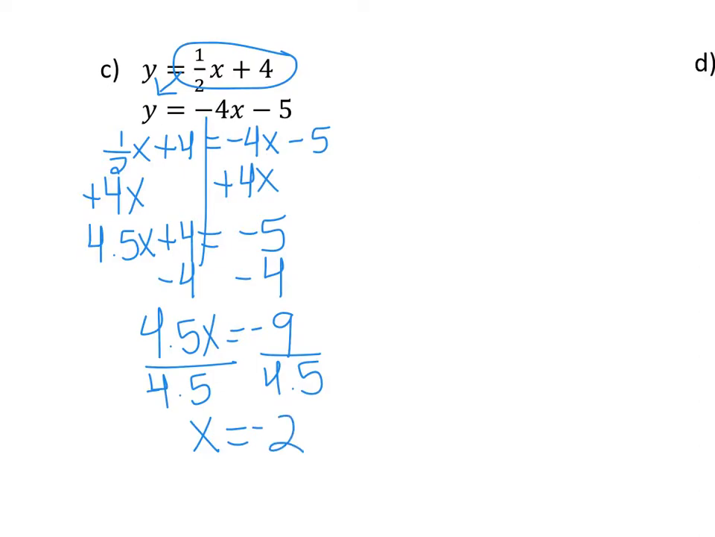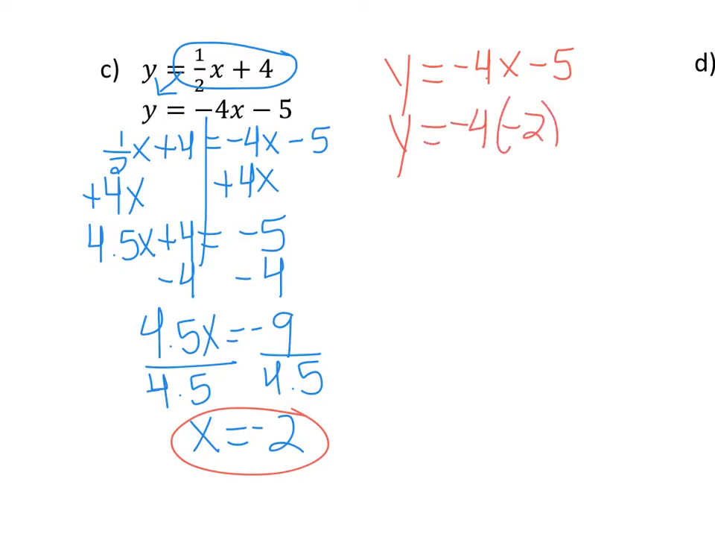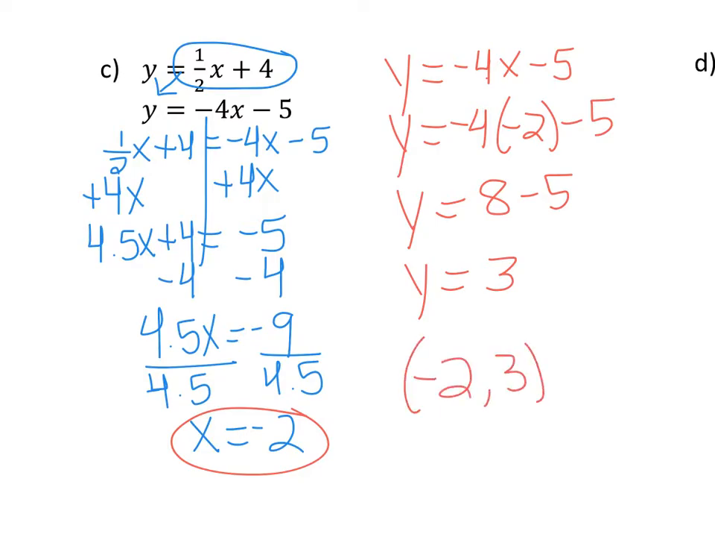Pick an equation, doesn't matter which one. I'm going to use the second equation though, so I don't have to deal with a fraction again. Not that it matters, you'll get the same result. y equals -4x minus 5. Going to take my x equals -2 and plug it in for x. y equals -4 times -2 minus 5. y equals 8 minus 5. y equals 3. So the solution to this system is -2, 3. Okay, go ahead and do D on your own and flip to the back.